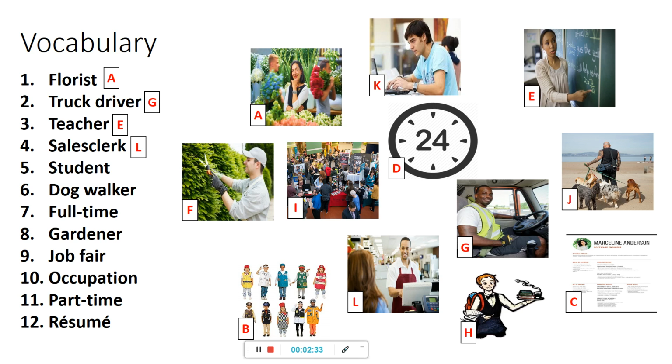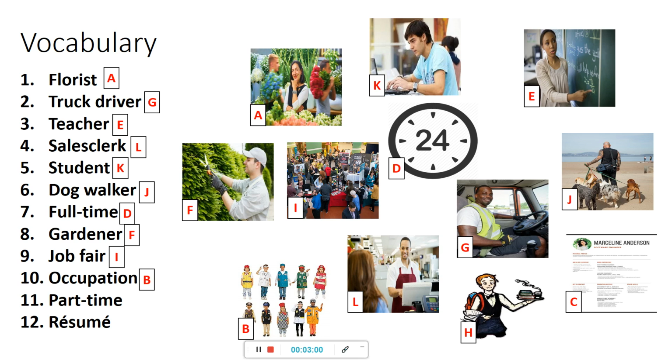Okay, sales clerk. Next we have student. That goes with letter K. Dog walker. That goes with letter J. Full-time. That goes with letter D. Gardener. Letter F. Job fair. La feria laboral. Letter I. Next, we have occupation. That would be letter B.